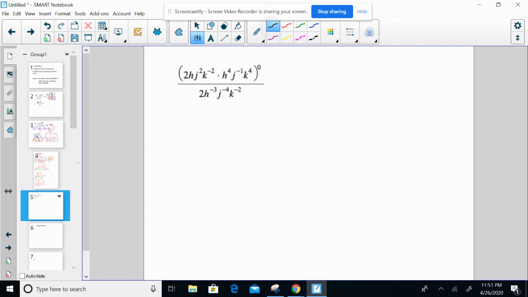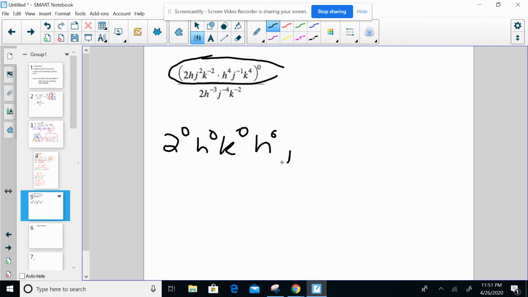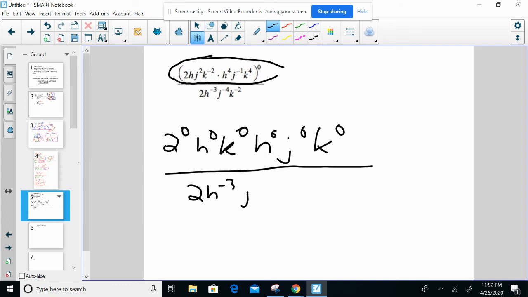All right, last problem. Now, I'm going to do this as quick as I can here. This is one thing I did see a lot of. So everything here gets this exponent, which is 0. Now, every one of these would become 0. 0 times anything is 0, so 2 to the 0, h to the 0, k to the 0, h to the 0, j to the 0, k to the 0. And everything on the bottom stays the same. So we took care of the parentheses, step 1.